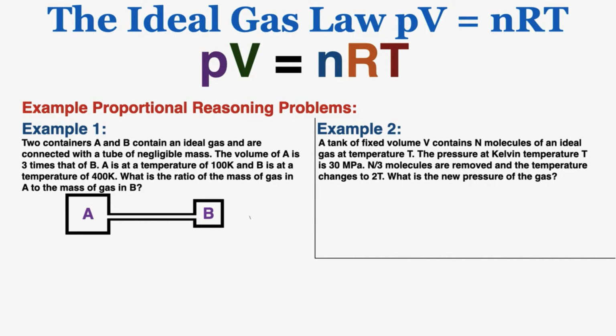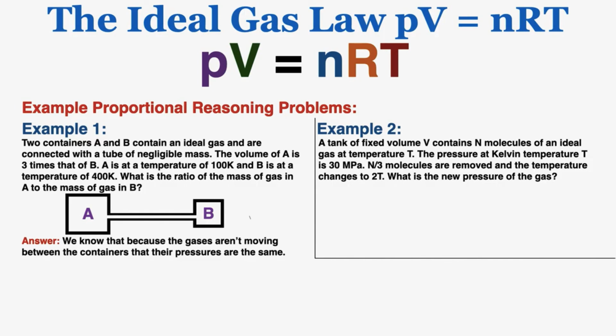In example 1, 2 containers A and B contain an ideal gas and are connected with a tube of negligible mass. The volume of A is 3 times that of B. A is at a temperature of 100 Kelvin and B is at a temperature of 400 Kelvin. What is the ratio of the mass of gas in A to the mass of gas in B?